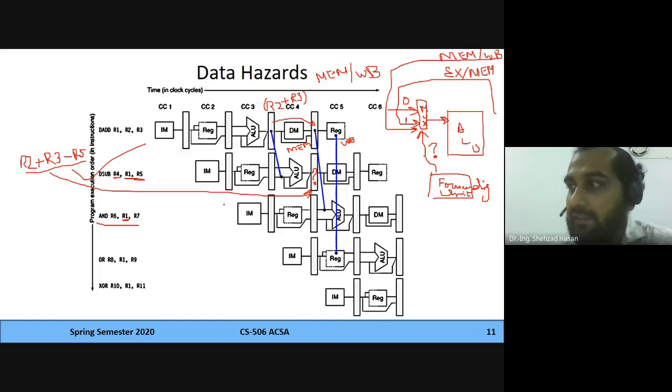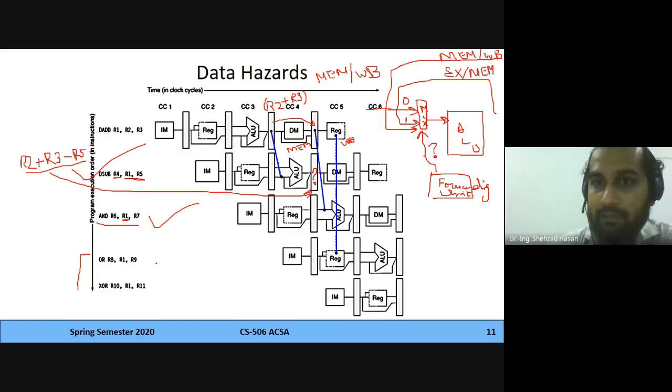Now, if you have three paths coming to the ALU and the forwarding unit is going to select the right path, either from the register file or from the EX-MEM pipeline register or from the MEM/WB pipeline register, then you can also execute the AND instruction correctly, right? And OR and XOR were already fine, so they can continue because you have not delayed any instruction. So this is how you can remove the stalls from the sequence of these five instructions, right?